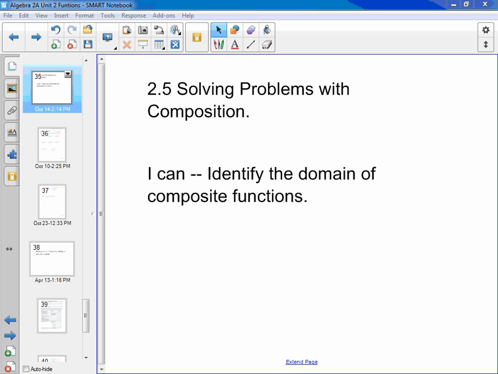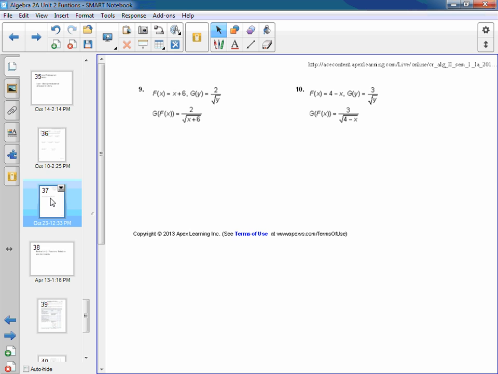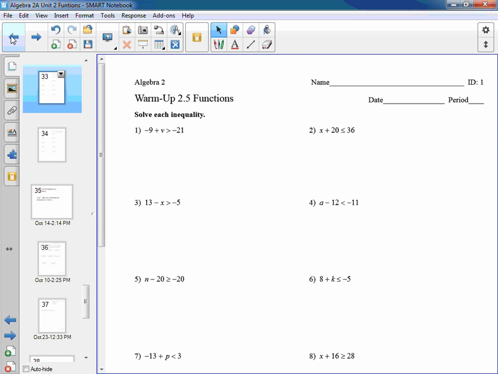So here we go. Here is my warm-up. Go ahead and either do this with me, write these problems down, or I have a worksheet that you can come on up and get. Either way, if you don't have the worksheet, you can just look at these. We're going to go through and talk about how to solve inequalities.